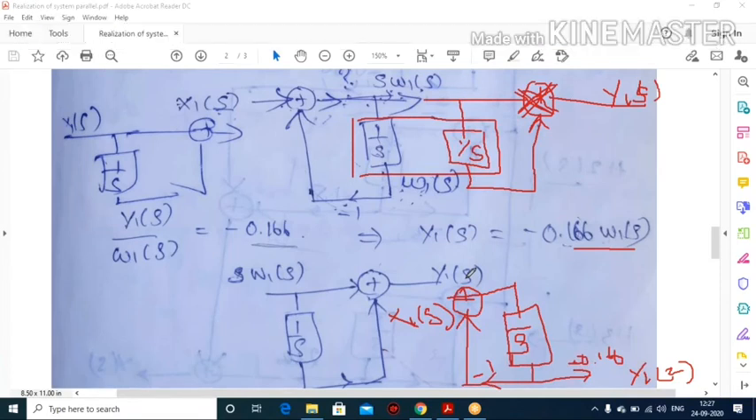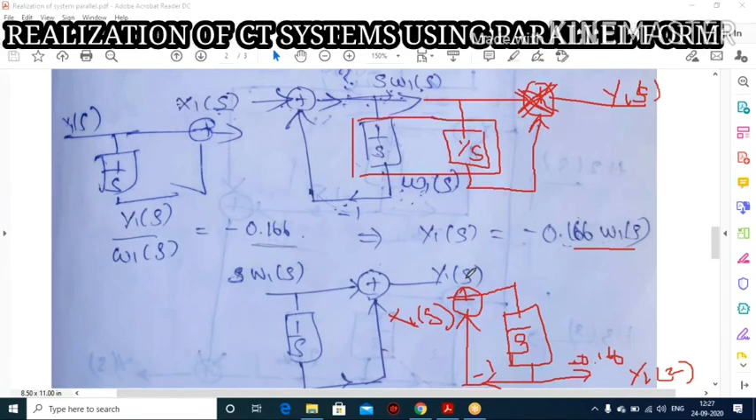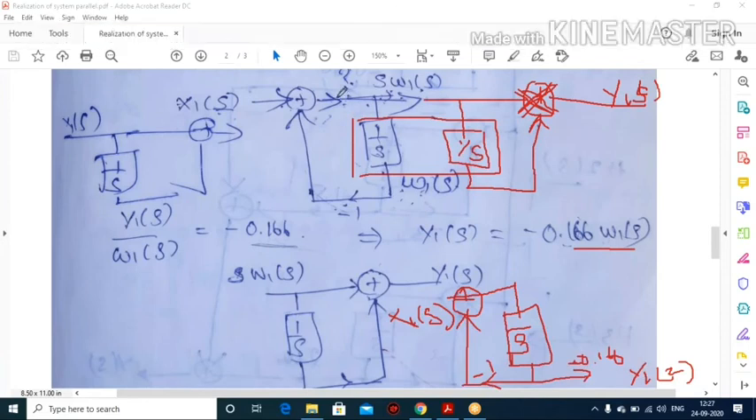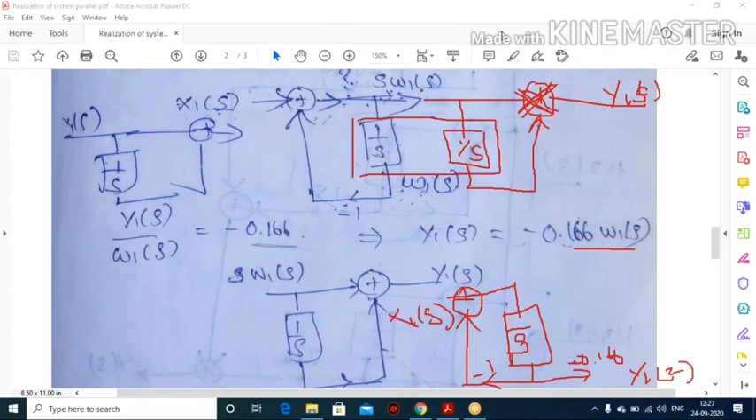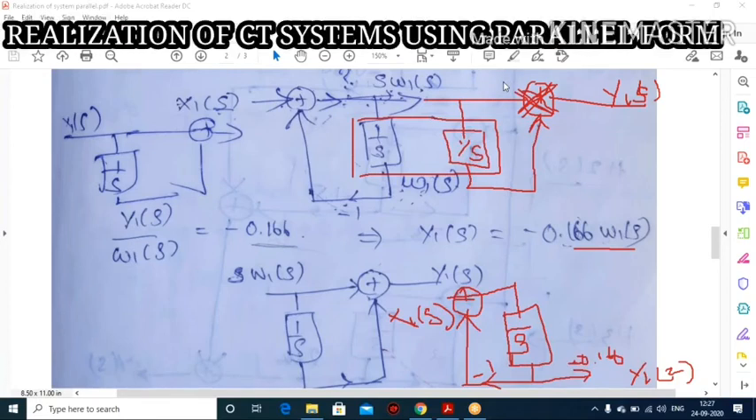Similarly, you follow the same procedure for the other two subtransfer functions. Let us see how it happens. Okay, I erase all the drawing.